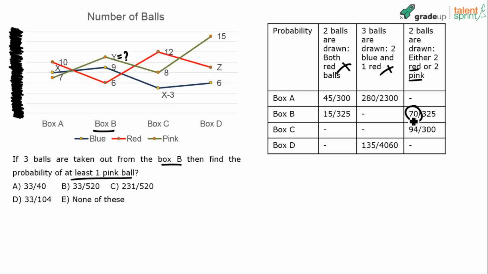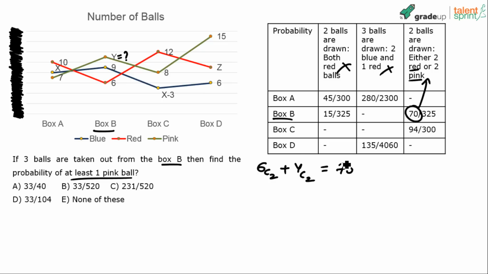So 70 indicates what? 70 is the number of ways in which you can select either 2 red balls or 2 pink balls. So the number of ways in which 2 red balls or 2 pink balls can be chosen from box B is 70, right? Then how many ways can you choose 2 red balls? Total 6 red balls. It can be chosen in 6C2 ways. Either both are red or both are pink. So either both are red balls, 6C2 ways. Or, which means plus, both are pink balls. How many pink balls do we have? Y pink balls. So both are pink balls, YC2. This is equal to 70.